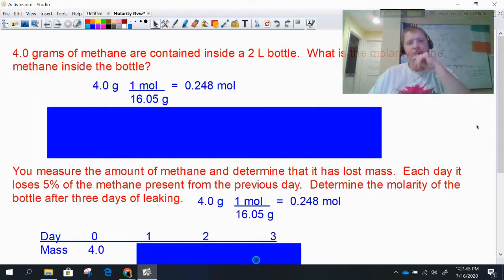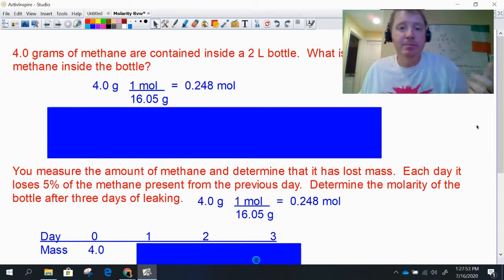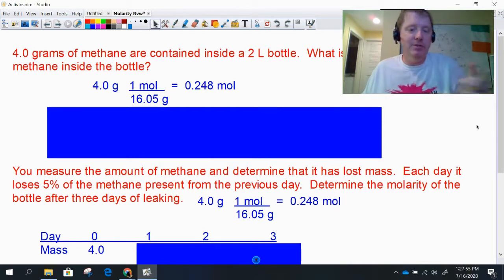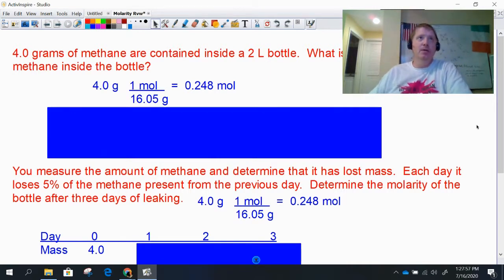Where did I get the 16.05? Yes? Some of you probably didn't hear that, but the 16.05 came from the periodic table. Good job, Sally. Bonus points for you. Yeah, we got to go to the periodic table. We got to find the molar mass of our molecule. This was methane again, same methane we've seen already.